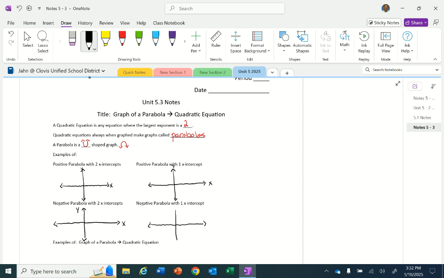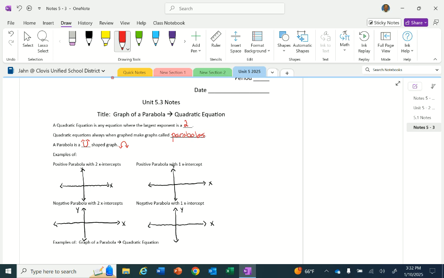Okay, now, these are only 4 of 6 possibilities that could happen. These are probably the 4 most common ones. All right, so the first one, what's an example of a positive parabola with 2 x-intercepts?